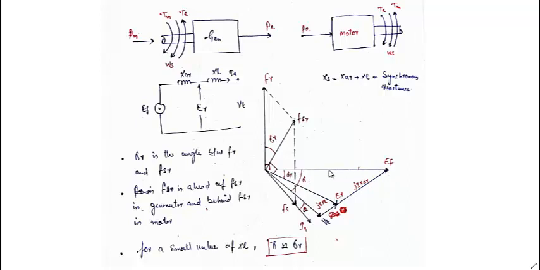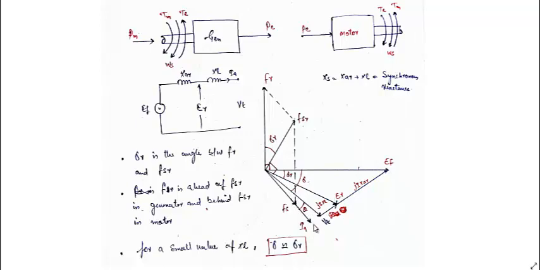Now let us say it draws a current. There is a load and it draws a current IA, and that IA has an angle of psi over here. That is EF, and I has an angle of psi. I haven't written it over there, so I'm mentioning it. Please write it in your notes that the angle between EF and IA will be psi.